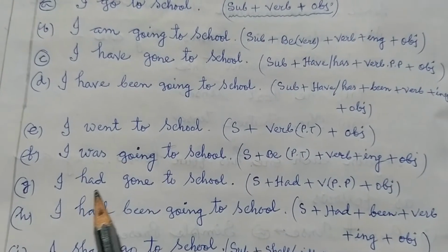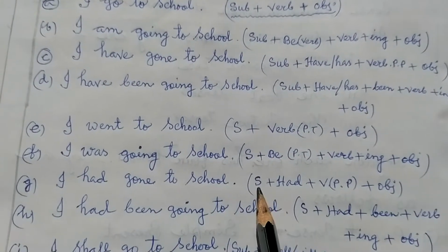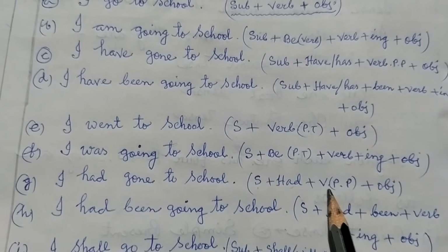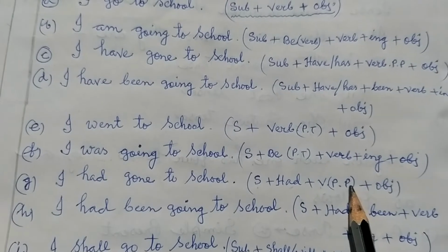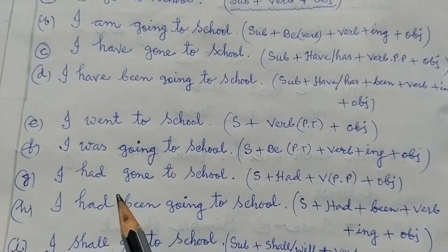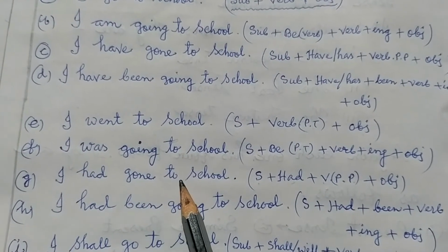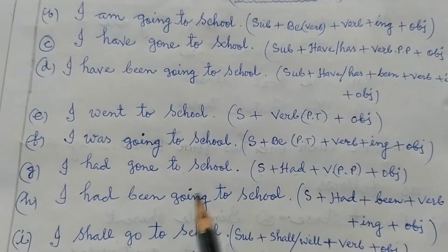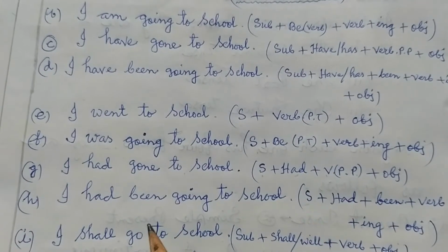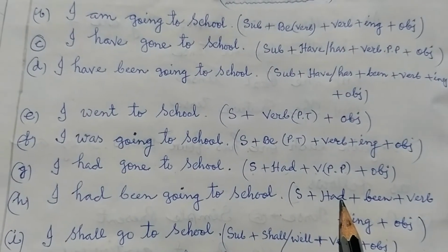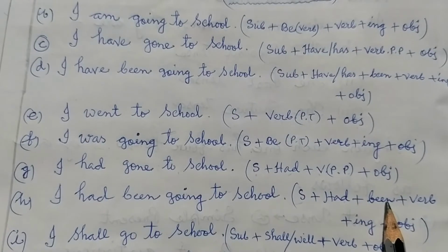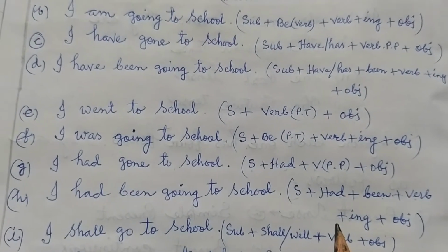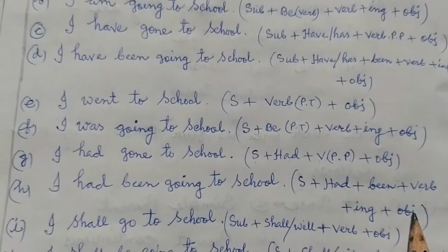Next, number G, I had gone to school. Subject I. Next, had. Next, verb past participle or third form, gone: go, went, gone. To school, object. Next, number H, I had been going to school. Subject I. Had been, plus main verb go, plus ing, going, plus object to school.